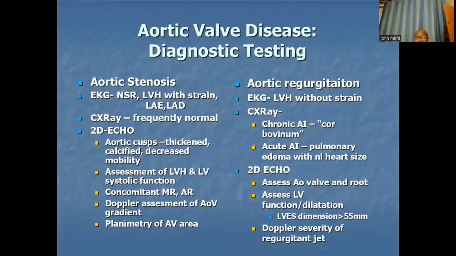The chest X-ray will show chronic aortic insufficiency. There is acute aortic insufficiency resulting in pulmonary edema with a normal heart size. So when you do a 2D echo, you assess the aortic valve and root. So you assess left ventricle function, dilatation, and left ventricle dimensions, which is more than 55 millimeters. So Doppler assesses the severity of the regurgitant jet.